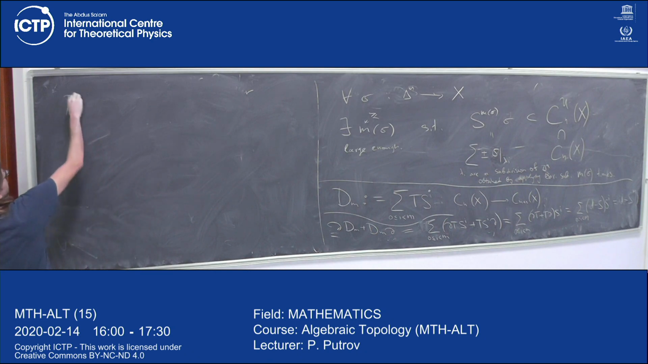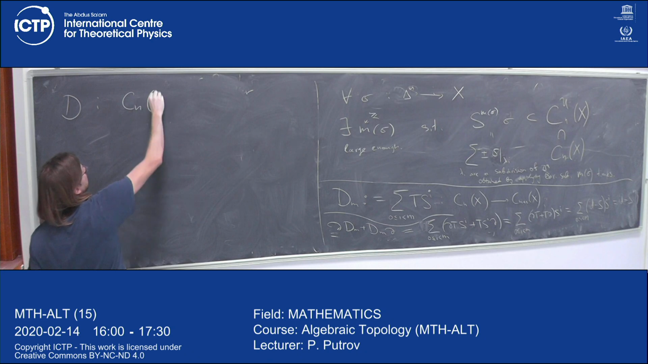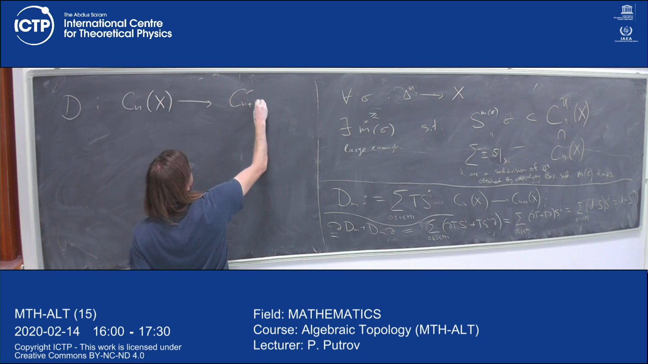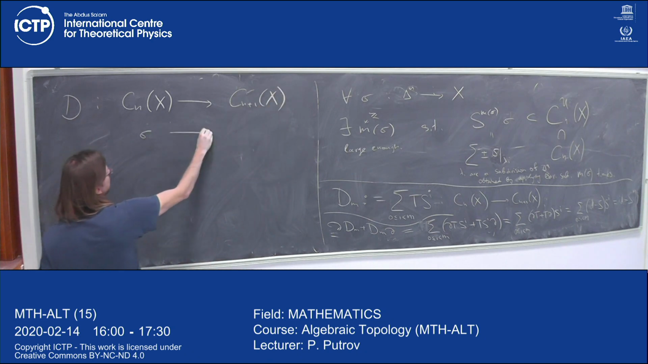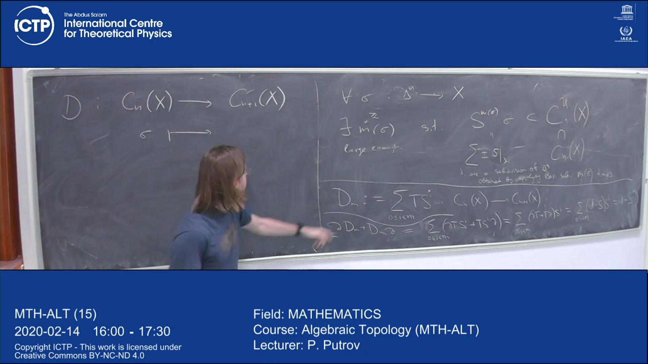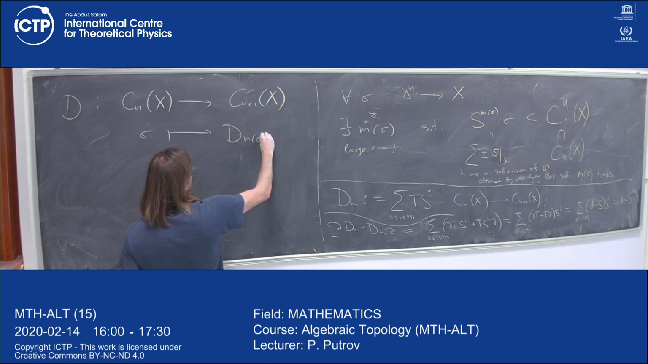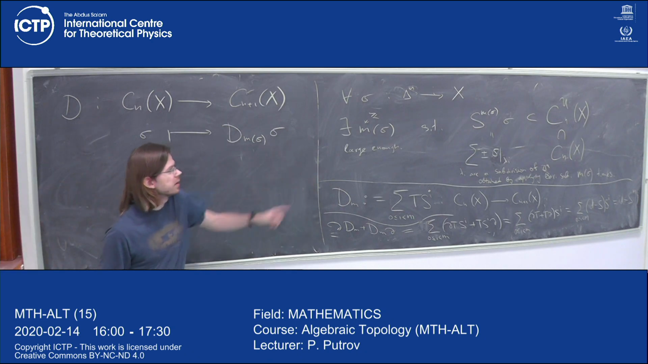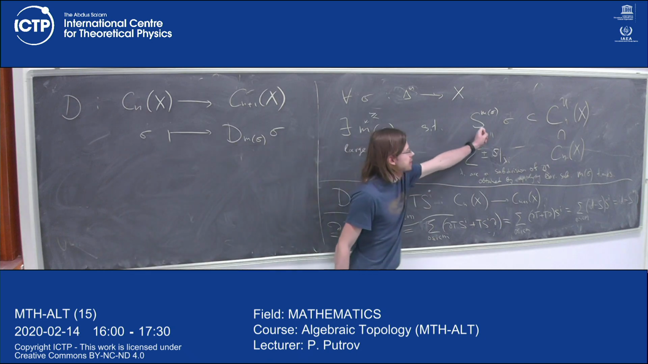So then we can define the following D, which is the homomorphism from C_n(X) to C_n+1(X), and it will send sigma. So before we defined D with one particular index m, and now we just use D with this m of sigma, which we chose here. It is taken large enough so that this is satisfied.